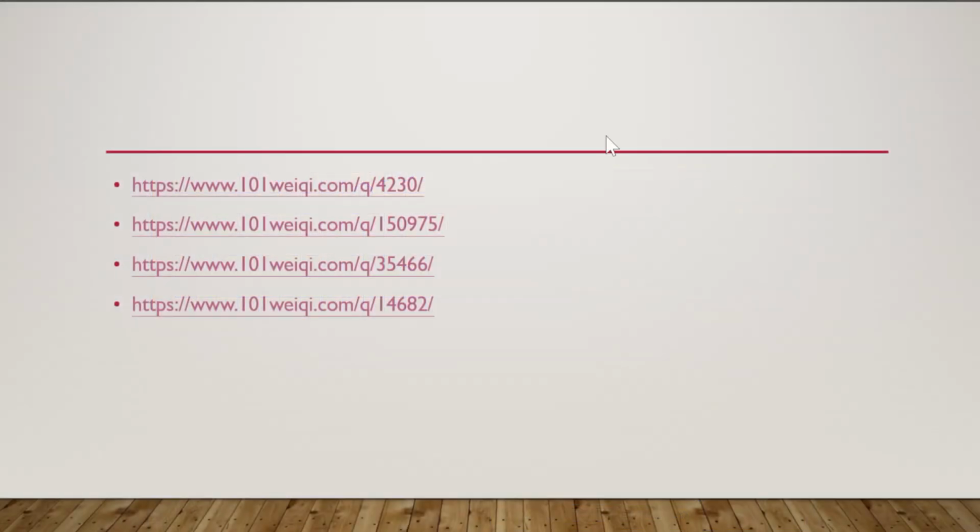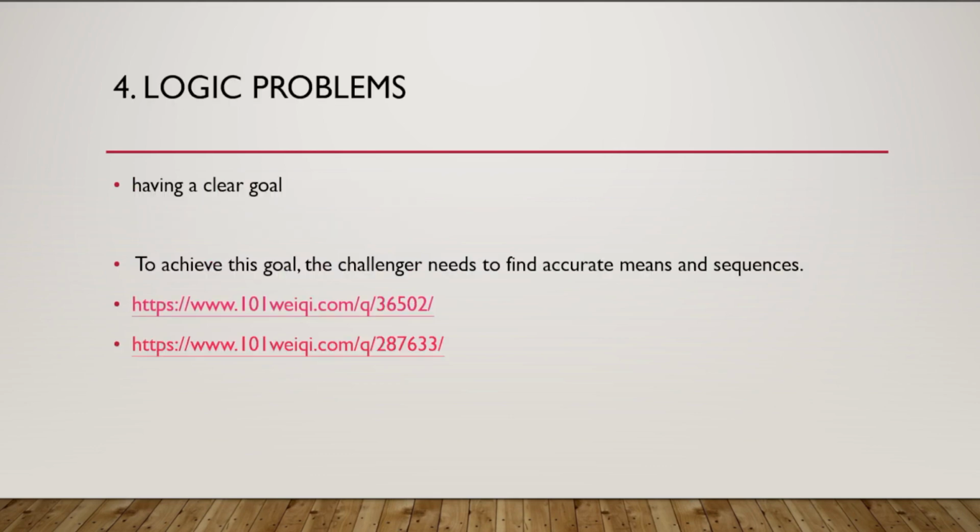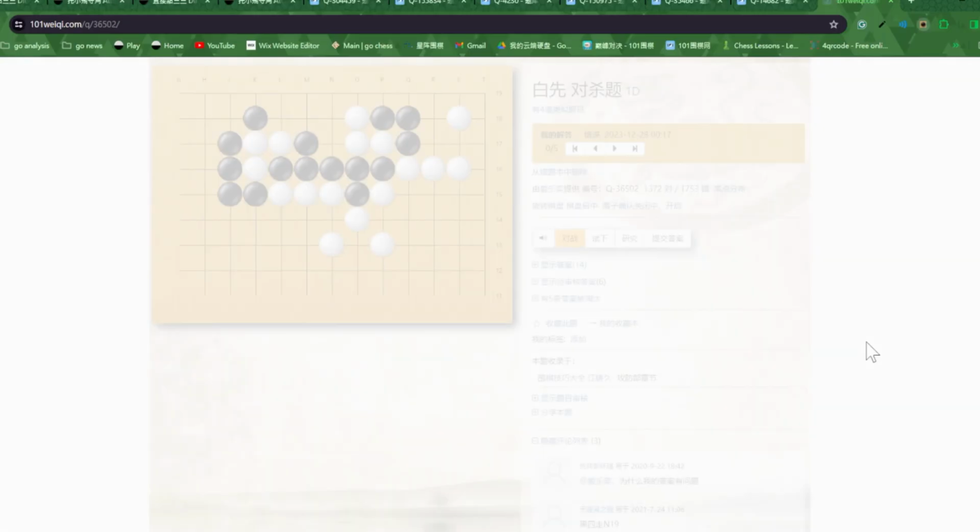So these are the shape problems. Then there are the logic problems. I think our logic problems have a clear goal: to make an eye in the center or extend liberties to a specific number. To achieve this goal, the challenger needs to find accurate moves and sequences. So let's take an example.